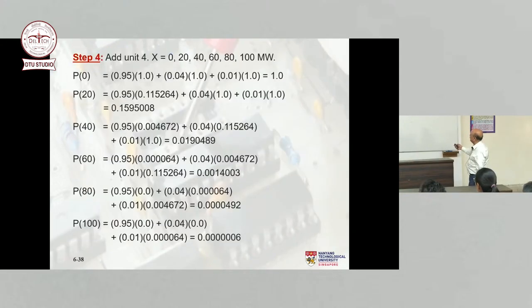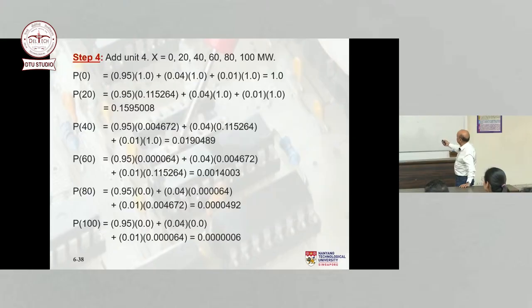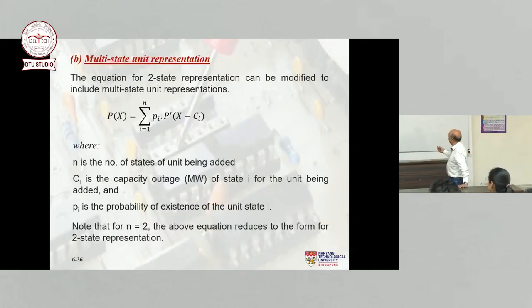Here it is P20, right? So X minus 20, so 40 minus 20 is 20, right? So that's correct. And then 0.04 times P prime of X minus 20, the second one. The first one is 0. I just want to make sure that the number is correct. Yeah, 0.115264, from step 3.